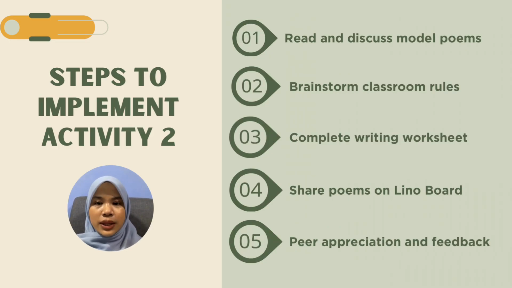Okay, so for implementation of activity 2, I will begin by sharing model poems with the class, followed by a brainstorming session on classroom rules. Students will then choose either the open or guided worksheet depending on their level. After writing, they will publish their poems on the Lino board, where they also engage with peer submissions. The lesson concludes with a reflective discussion on why these rules are important for a healthy classroom environment.